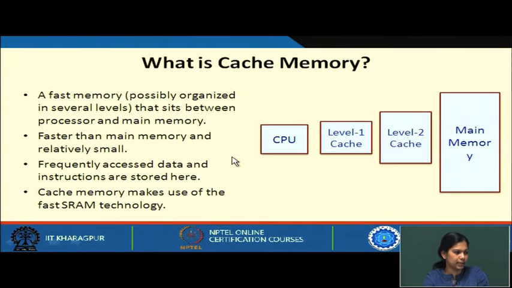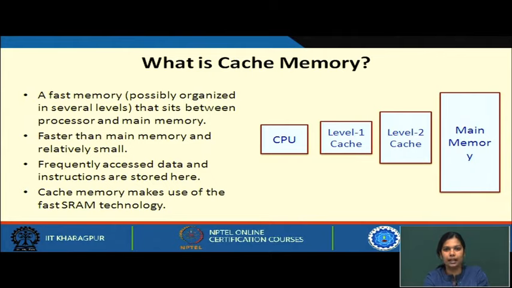So, very briefly, what is cache memory? It is a fast memory that sits between your CPU and main memory, and we can have many levels of cache memory. And why is cache memory in place? We will see this, because of two properties of computer programs. One is called locality of reference. One is temporal locality of reference, the other is spatial locality of reference.